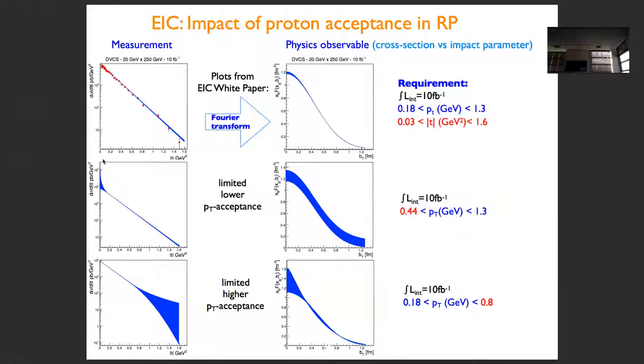but it has to be exclusive. This is how much you have to cover in terms of mapping out the b space. For example, this is pT, and t is basically pT squared. This is what we want in terms of the measurement. And if you lose the lowest part or the highest part, this is what you get. This is in terms of the t distribution, and this is the Fourier transform of this distribution.